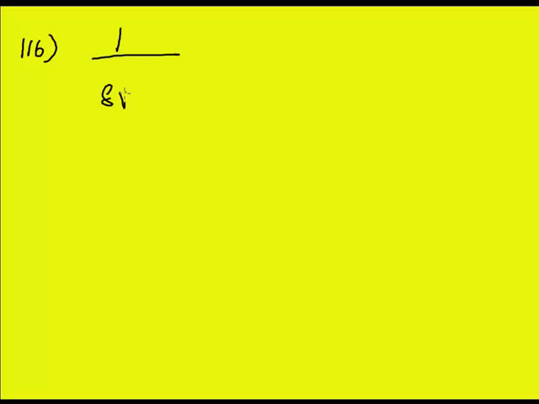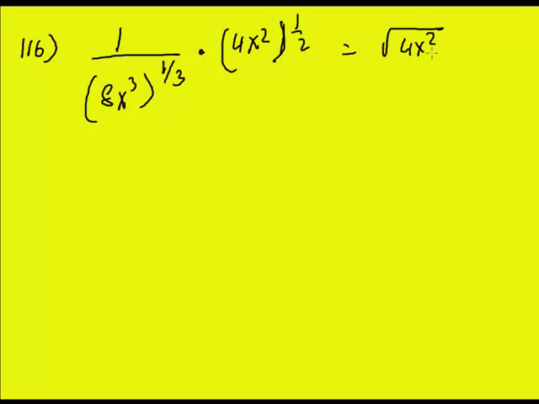1 over 8x to the third to the 1/3 times 4x to the second to the 1/2. Alright, 1/2 power really means square root. So this is really square root of 4x to the second. 1/3 power means cube root of 8x to the third. What is square root of 4x squared? Which is 2x. What is the cube root of 8x cubed? It is 2x.